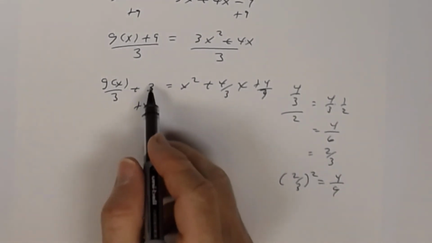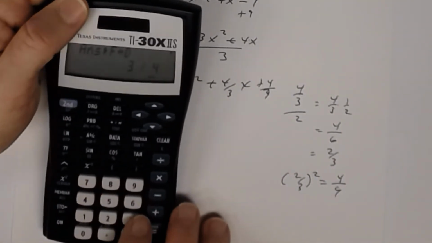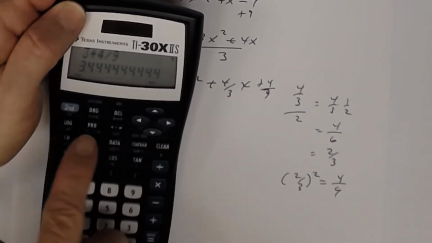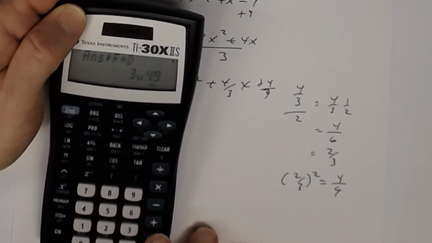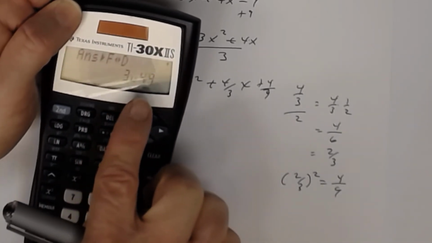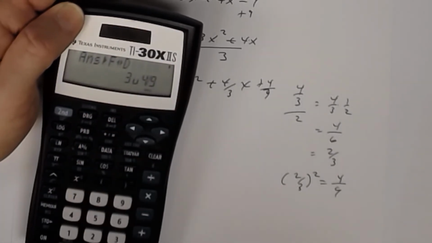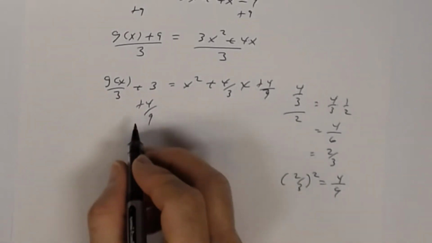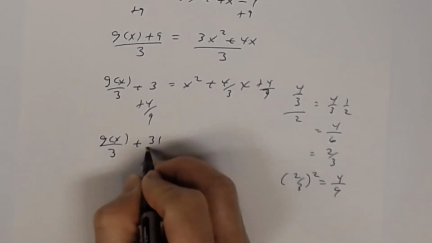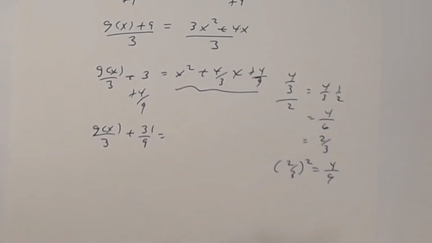And so combining like terms here, 3 plus 4/9, and then rewriting that as a mixed number, you get 3 and 4/9, and then changing 3 and 4/9 to an improper fraction: 9 times 3 is 27, 27 plus 4 is 31. So you get 31/9. So this becomes g of x divided by 3 plus 31/9 equals, and this should now be a perfect square trinomial.